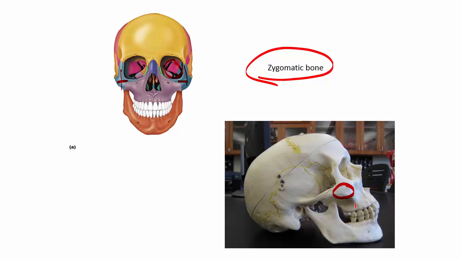Remember, the zygomatic bone will join the temporal bone to form this zygomatic arch. The zygomatic bone joins with a suture the zygomatic process of the temporal bone. There are no features for the zygomatic bone. You just simply have to be able to identify it.